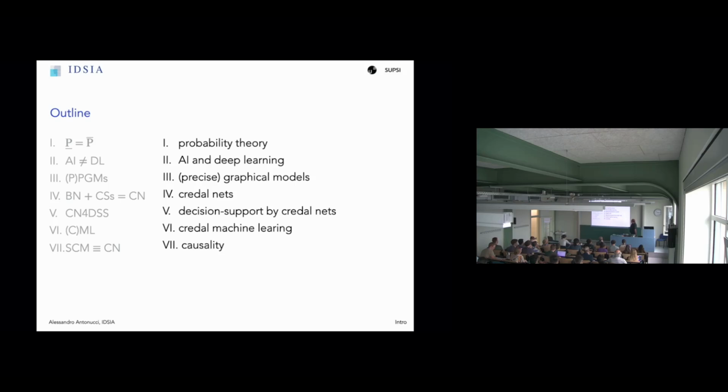Then I want to move to graphical models. I will start from precise graphical models, and then I will show you in which sense these precise approaches have been extended to imprecise probability, and the resulting model, the extension of Bayesian networks, is called the credal network. And I will tell you something about these imprecise probabilistic graphical models.